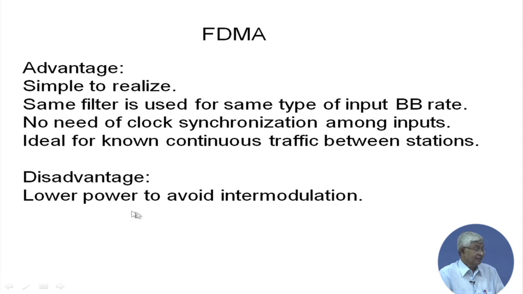Lower EIRP operation means, as you can understand from your link equation, the G by T of the receive station has to be more. G by T of the receive station being more means the diameter of that receive antenna will be more, or the temperature has to be lower.